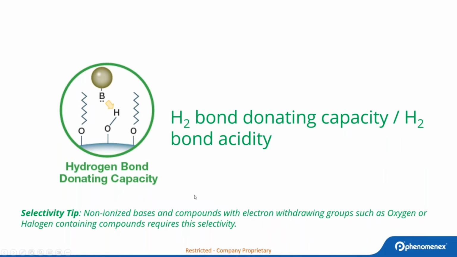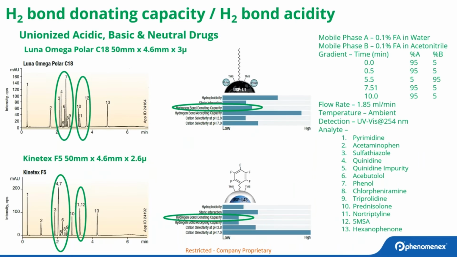Looking at hydrogen bond donating capacity, so non-ionized bases and compounds with electron withdrawing groups such as oxygen or halogen containing compounds might require this selectivity, or it would be a good choice, this type of selectivity. So non-ionized bases and halogens or oxygen containing groups on different analytes of interest. An example of that here, right?